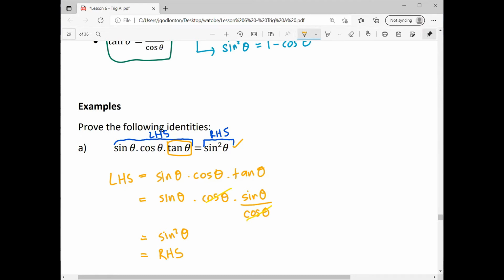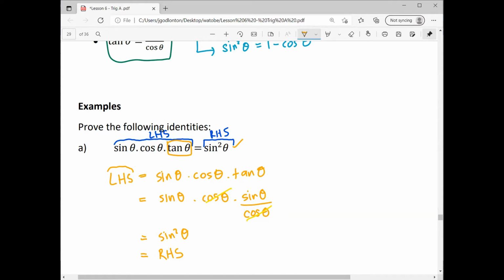We choose which side we want to work with. So like here, I've chosen the left-hand side. We write what side we're working with. We simplify it by using identities that we know. And sometimes we have to use factorization until we get to what we're looking for on the right-hand side.